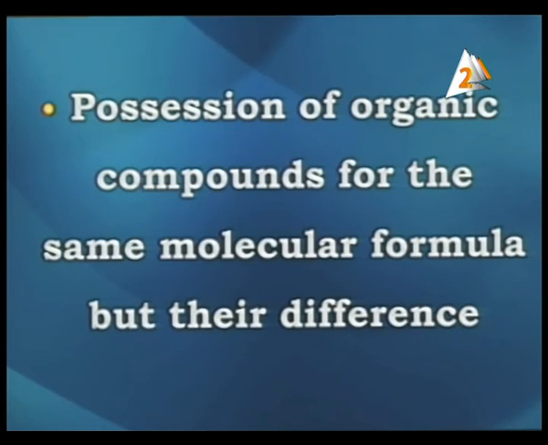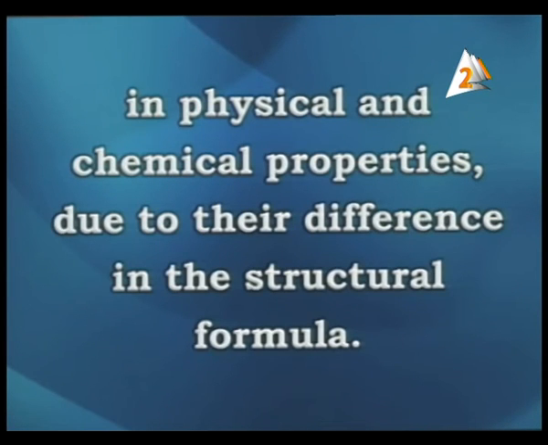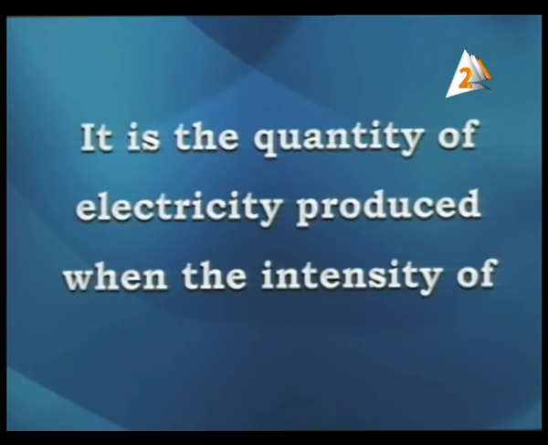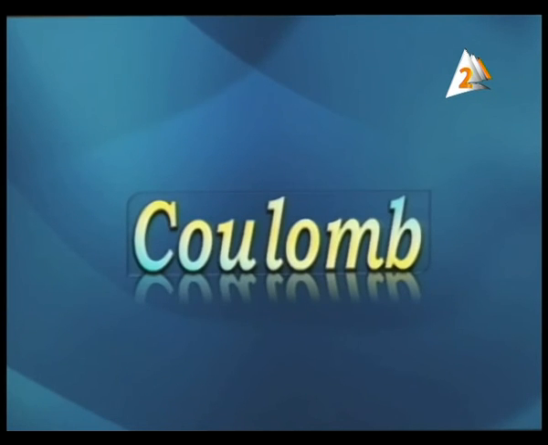The possession of organic compounds of the same molecular formula but different physical and chemical properties due to their difference in structure formula. Yes, if you think about it, it will be isomerism. It is the quantity of electricity produced when the intensity of the electric current is 1 ampere passing through any conductor for 1 second. Yes, the answer: it will be Coulomb.